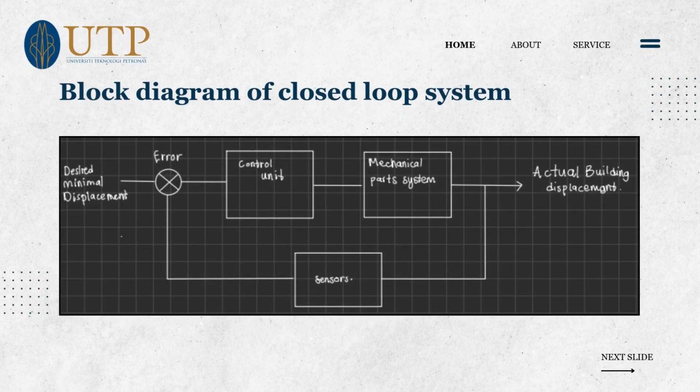This is the block diagram of the closed-loop control system used in our seismic isolation model. In a closed-loop system, there is constant feedback that adjusts the system's response to external disturbance, in this case, earthquake forces. The diagram here shows how the input signals, which represent seismic force, go through a controller, then the seismic isolation system, and then feed back into the controller. This feedback loop is essential in adjusting the system in real time to mitigate the effects of seismic motion on the structure.